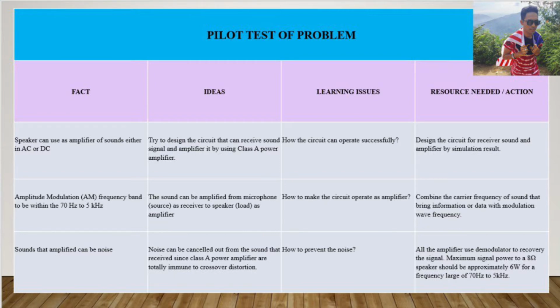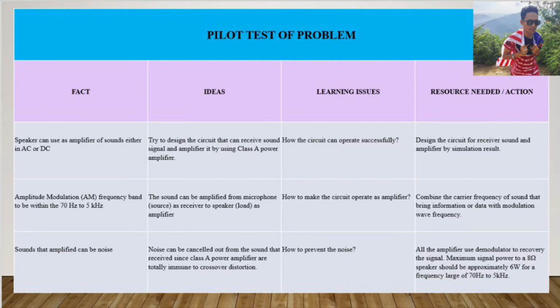And then the amplitude modulation AM frequency band is to be within 70 Hz to 5 kHz, the fact. And then the idea is the sound can be amplified from microphone, which is the source, as receiver to speaker as the load as amplifier. And the learning issue is how to make the circuits operate as amplifier. The resources needed are to combine the carrier frequency of sounds that bring information or data with modulations for frequency.